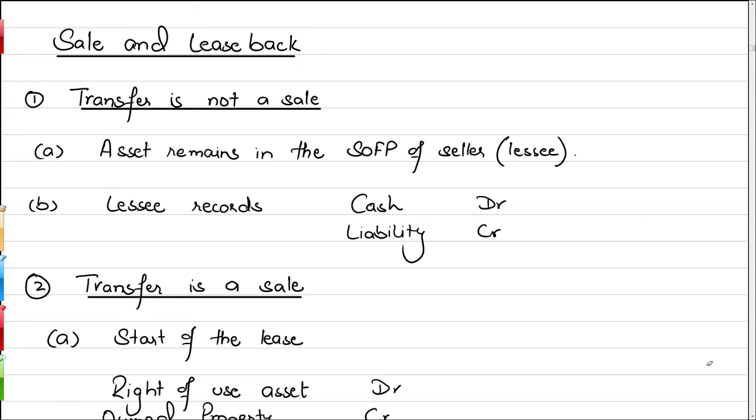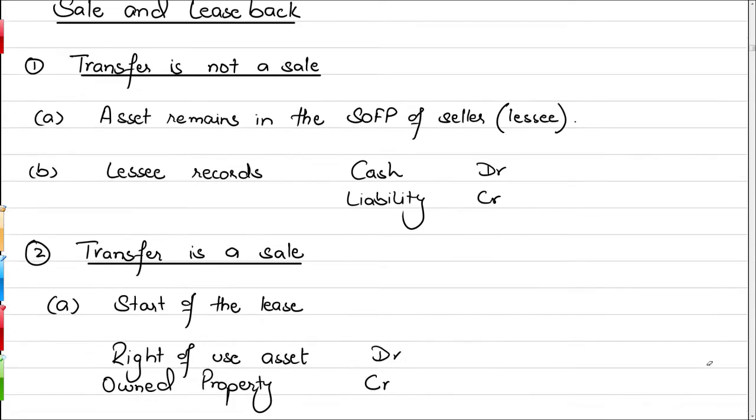Now, the important thing to consider over here is the sale and lease back, where the lessee is selling the asset and they're leasing it back. So now we need to identify over here what the situation is if this transaction is a genuine sale or not. So if it is not a genuine sale, the asset remains in the books of the lessee, and the lessee records the amount of cash that he has received as a simple financial liability.